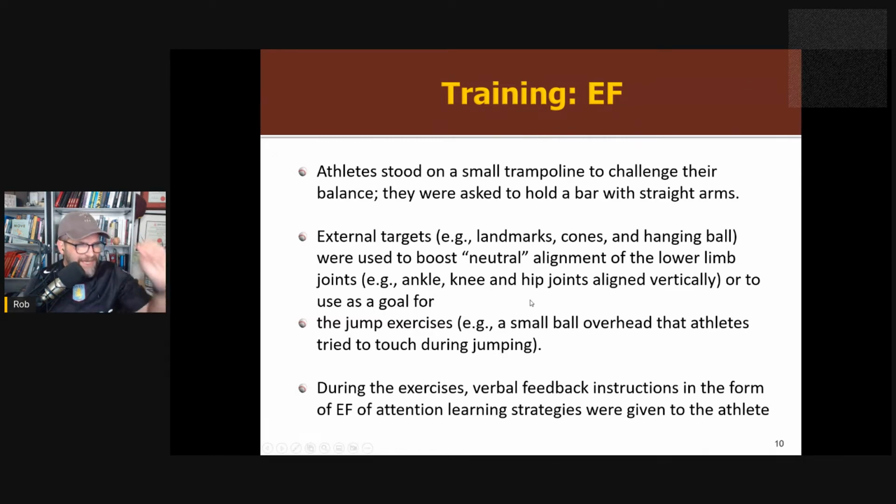Athletes are given landmarks to help guide their movements: cones, objects in the environment. While they're doing these exercises, they're given verbal feedback and instructions, both before and after the movements, with an external focus to try to get them to perform a particular form. Okay, so let's look at some examples, right?